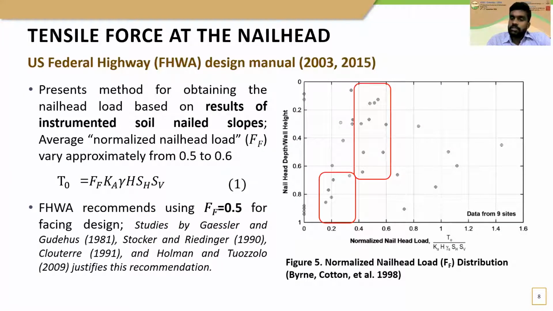The Federal Highway Administration Manual presents a formula shown in equation 1 based on the results of instrumented soil nail slopes. A parameter called the normalized nail head load is defined. Based on the results shown in figure 5, they propose to take the normalized nail head load, or FF, as 0.5 in the facing designs. A number of other studies have also justified this recommendation.